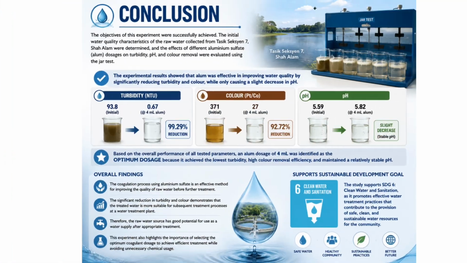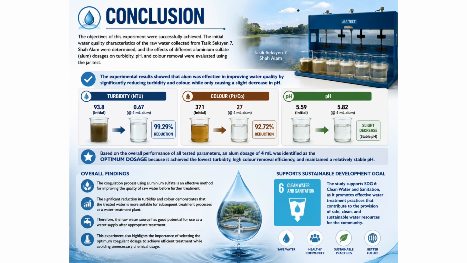In conclusion, this experiment successfully achieved all of its objectives. The jar test showed that aluminum sulfate, or alum, effectively improved the raw water quality by significantly reducing turbidity from 93.8 to 0.67 NTU and color from 301 to 27 Pt-Co, while maintaining a stable pH. Based on the results, the optimum alum dosage was 4 ml, providing the best overall treatment performance.